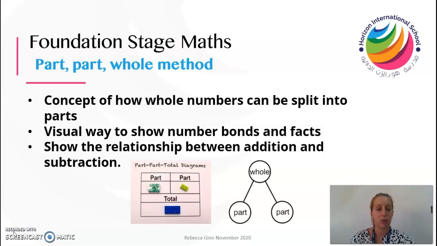In foundation stage, we introduce addition and subtraction using the part-part-whole method. This method enables children to physically see and manipulate the objects to work out addition and subtraction problems. Initially, children will use a mat, circles, or a drawn part-part-whole diagram when using the method. As they become more confident, they will begin to visualize the process.